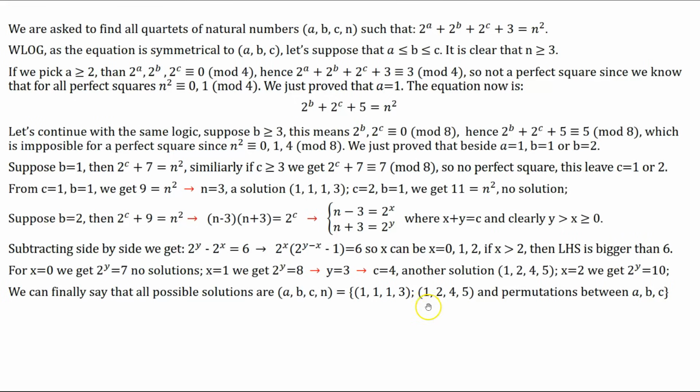So not only 1, 2, 4, 5, but also 1, 4, 2, 5, 4, 1, 2, 1, 4, 2, 2, 4, 1. So all the permutations of these numbers, which actually are 6 possible permutations. So in total, this equation has 7 solutions in the set of natural numbers.